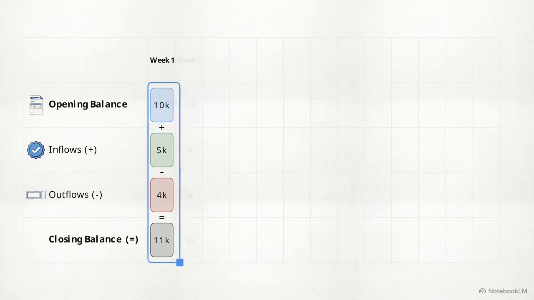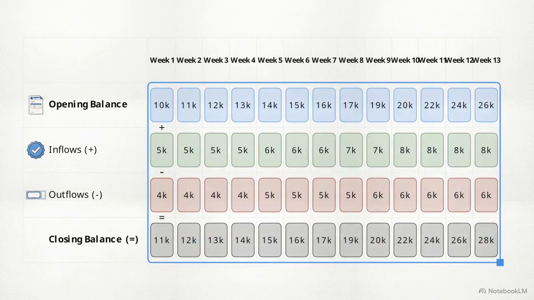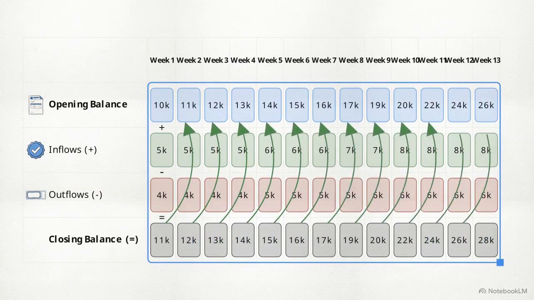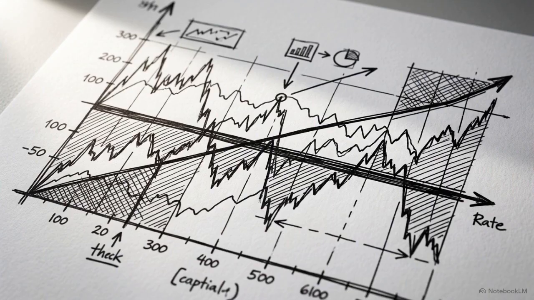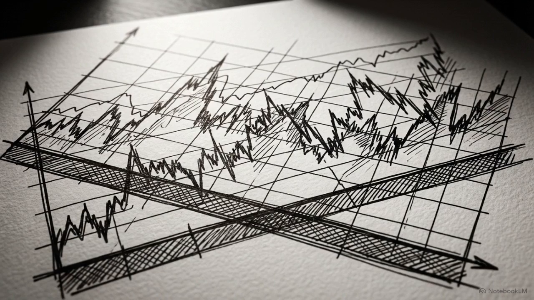Drag this formula across all 13 columns. Ensure each week's closing balance carries forward to the next week's opening balance. Next, determine your minimum cash buffer. For most product businesses, this is an absolute floor, equal to 4 weeks of operating expenses.